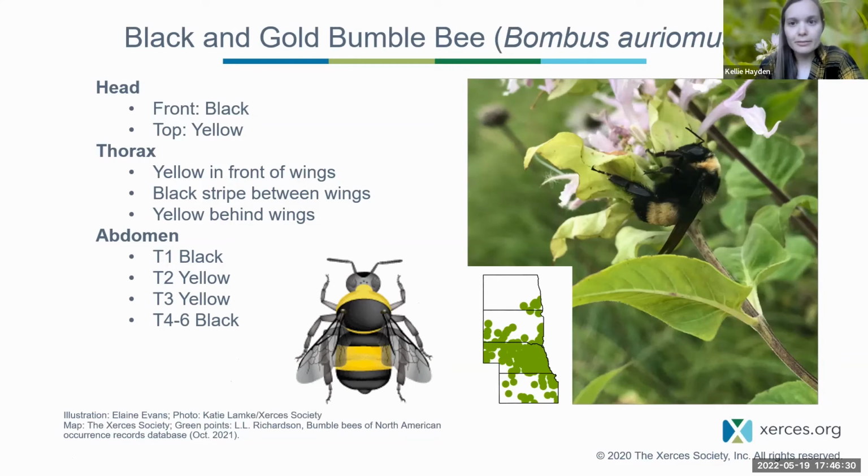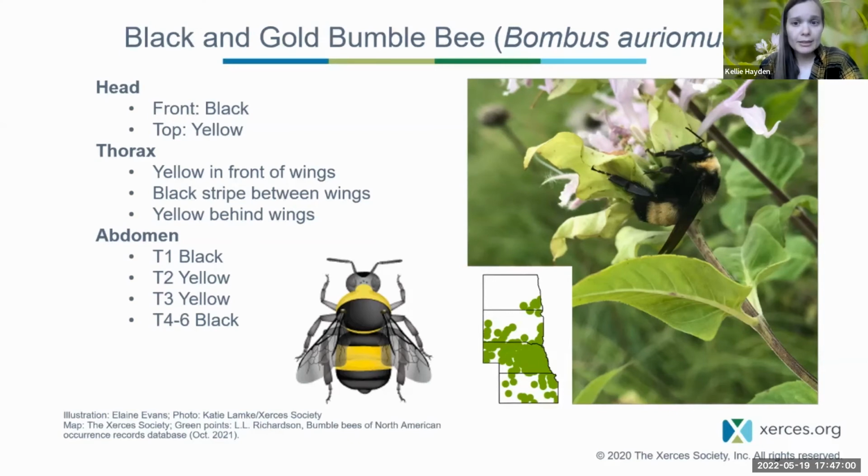Then we have the black and gold bumblebee. The front of the head is black. The top of the head has yellow hairs. The thorax has yellow in front of the wings and yellow behind the wings with the black stripe between the wings. The abdomen varies a little bit and it can get a little confusing. We'll talk about it a bit more.